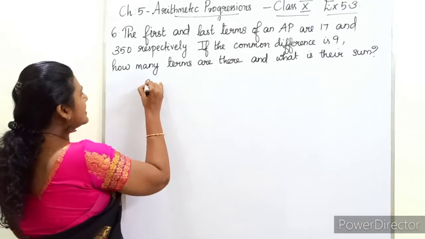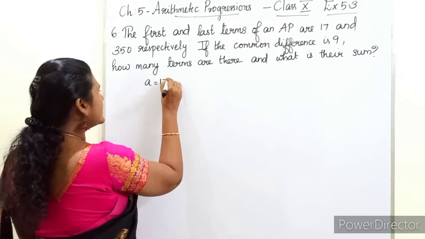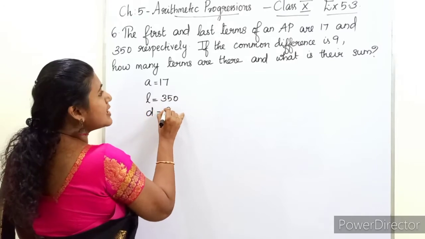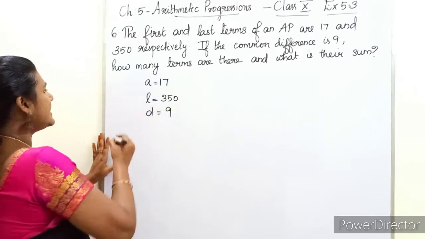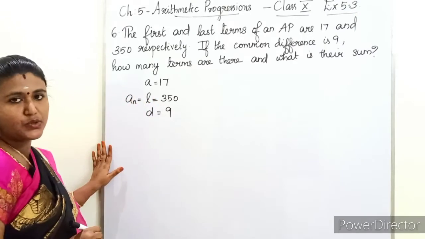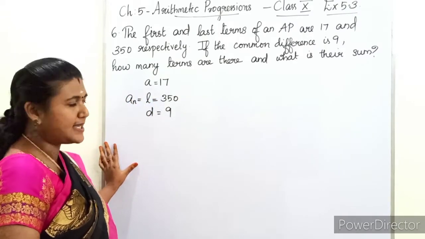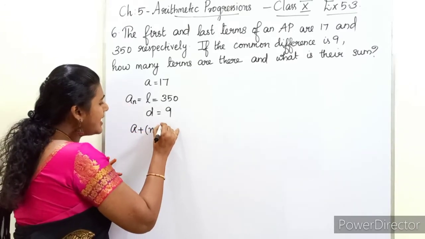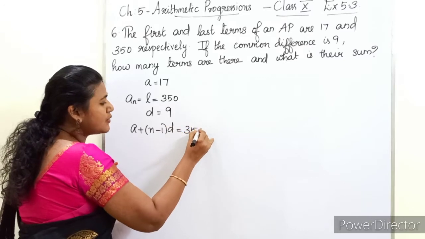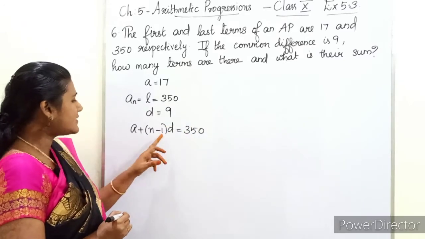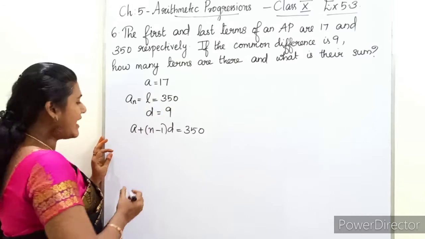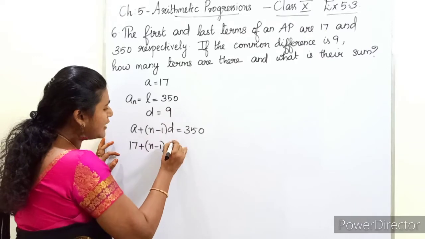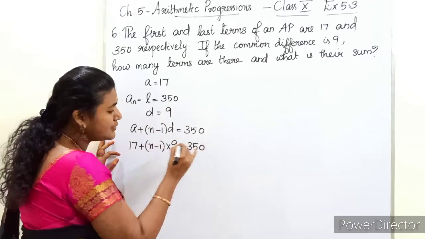So we will write what values are given. A is equal to 17, L is equal to 350, and the common difference is equal to 9. This L is nothing but actually An only. Both An and L are the same. So here we will use the An formula. What is the formula for An? A plus n minus 1 into D is equal to 350. Here in the place of A and D we are going to substitute the values. So A is 17. 17 plus n minus 1 into D value 9 equal to 350.